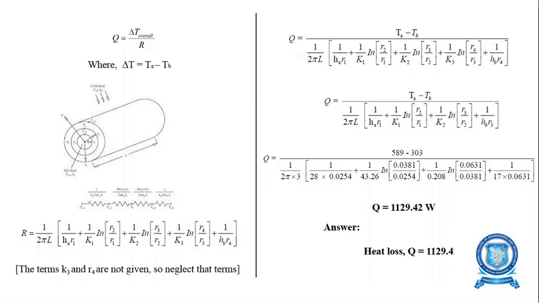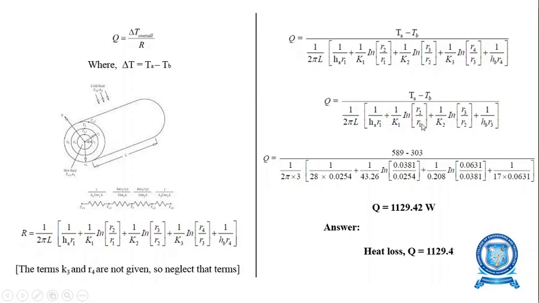Q is equal to TA minus TB divided by 1 by 2 pi L, here it has been shown, 1 by HA into R1 plus 1 by K1 ln R2 by R1 plus 1 by K2 ln R3 by R2 plus 1 by HB R3. Here L represents the length of the tube and HA represents the convective heat transfer coefficient at the inner side and HB the convective heat transfer coefficient at the outer side. K1 is the thermal conductivity of the steel tube and K2 is the thermal conductivity of the insulation layer.